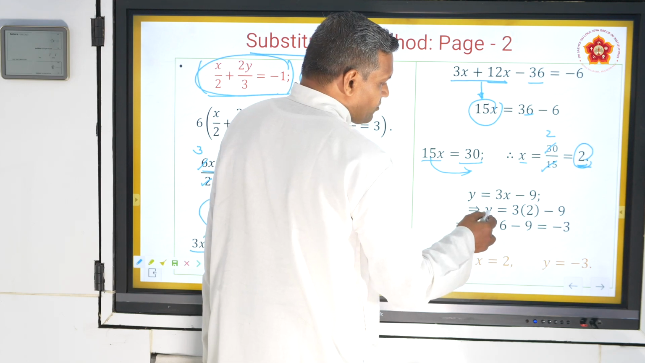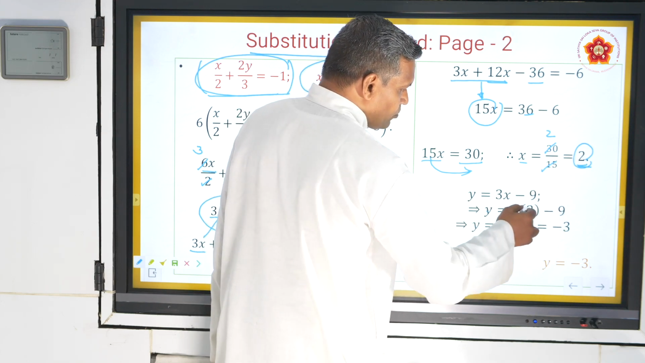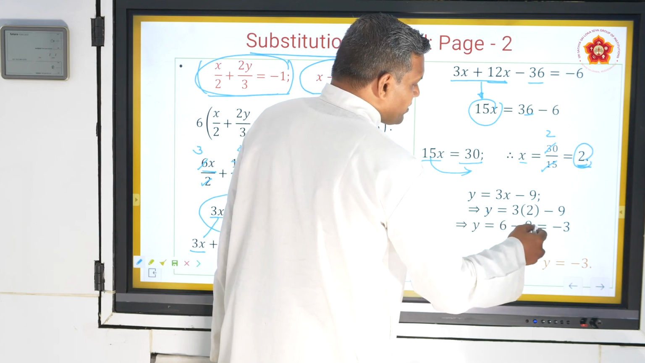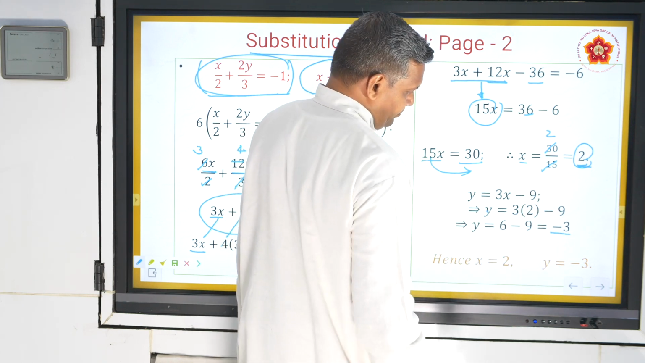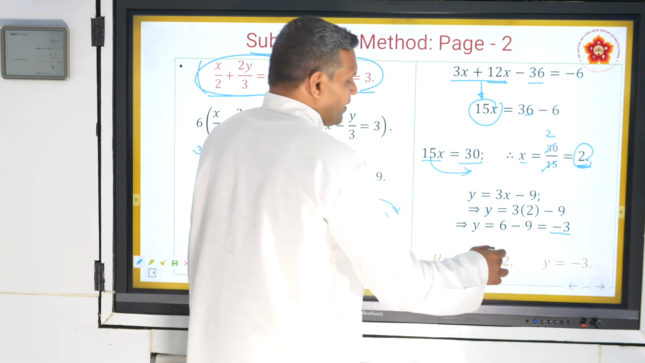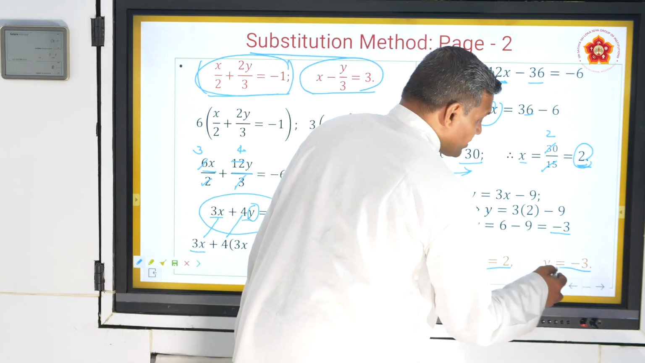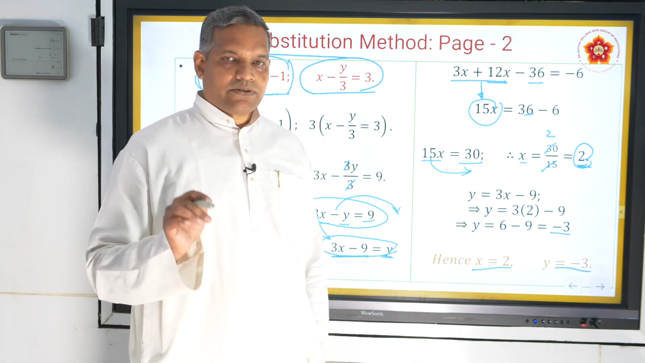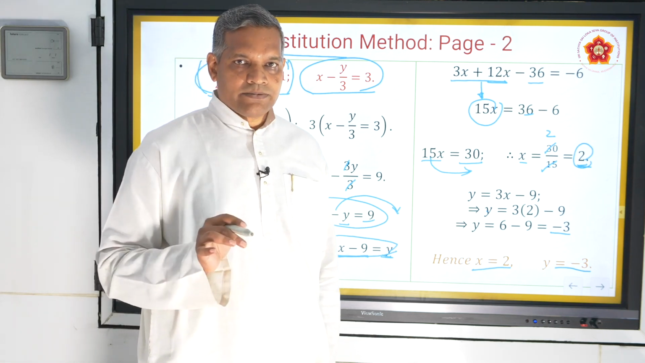Here that implies y is equal to 3 into the x value, 2, minus 9. 3 2s are 6. 6 minus 9 is obviously negative 3. So y is equal to minus 3. So now I got x is equal to 2, y is equal to minus 3 as the solutions of these equations. Are you comfortable? Is that okay? Should I repeat anything? Good.